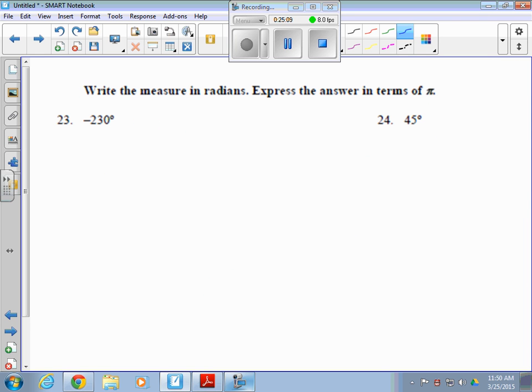Write the measure in radians. Express your answer in terms of pi. In order to go from degrees to radians, you need to multiply by pi over 180. If you want to go from radians to degrees, you're going to do the inverse, 180 over pi. So all we're doing is multiplying this times pi over 180. What that does is it puts a pi unit in there for you. If you want radians, you need a pi unit.